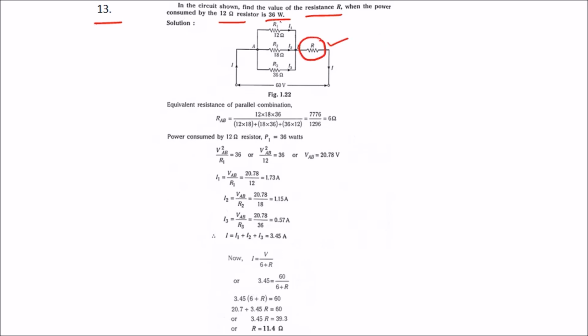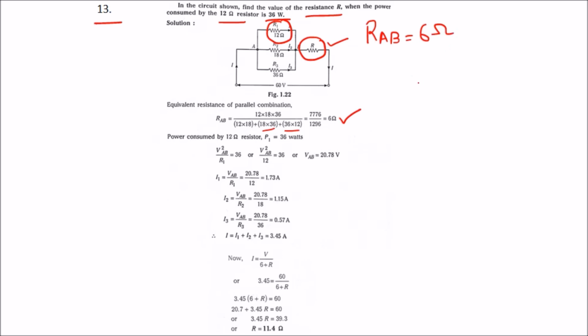They have given the power across R1. So first let us find RAB, that is the equivalent resistance. As these three are connected in parallel, we will find the equivalent resistance across it. By calculating using the formula, that is 12 into 18 into 36 whole divided by 12 into 18 plus 18 into 36 plus 36 into 12, by simplifying that, we will get RAB equal to 6 ohms.